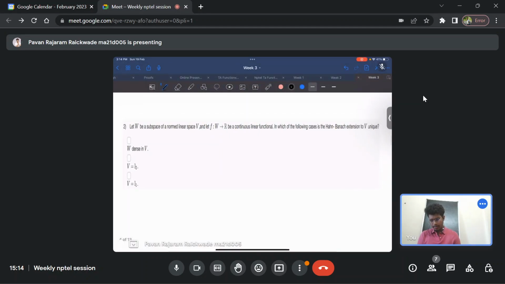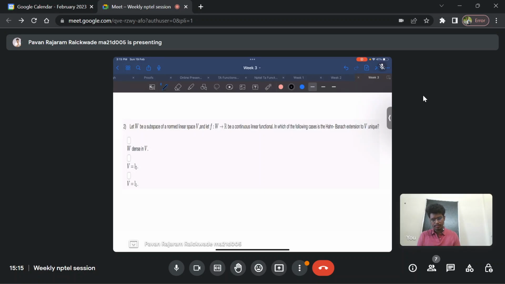Okay. The second question says: let W be a subspace of a normed linear space V, and F is a continuous linear functional defined on the subspace W to R. In which of the following cases is the Hahn-Banach extension to V unique?